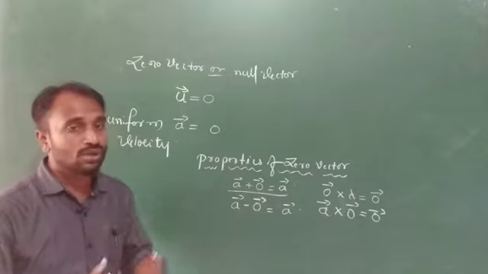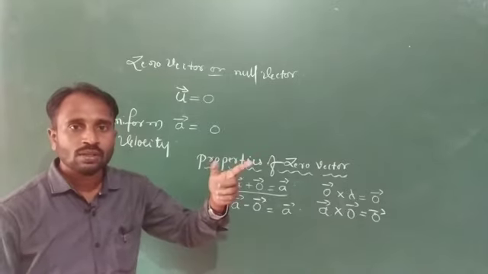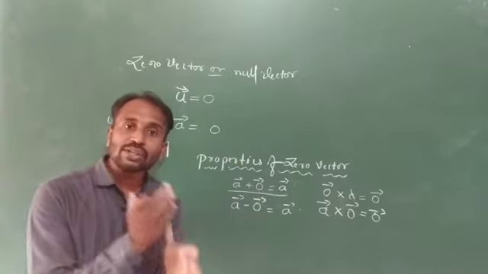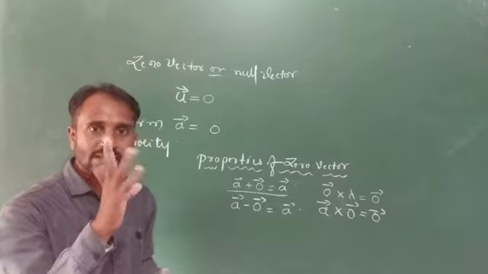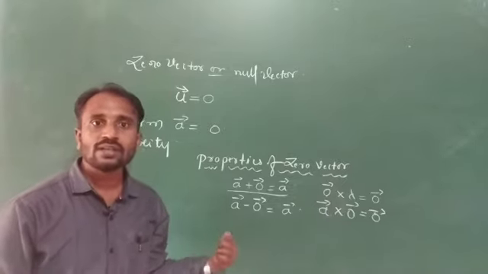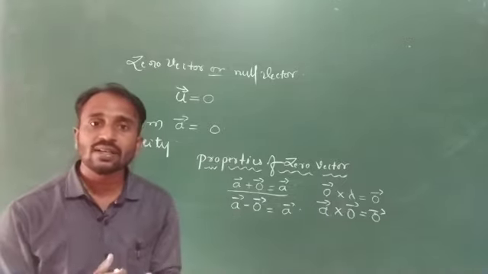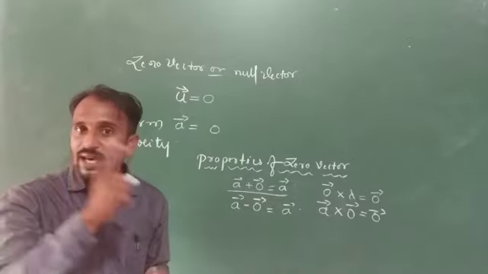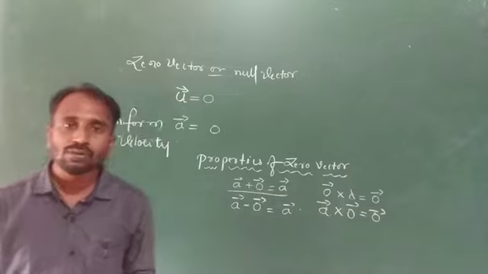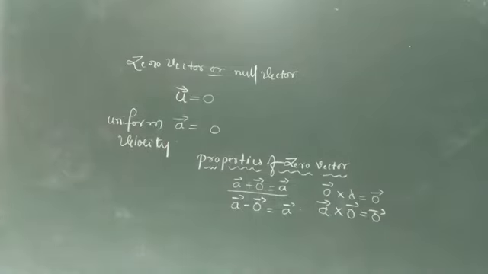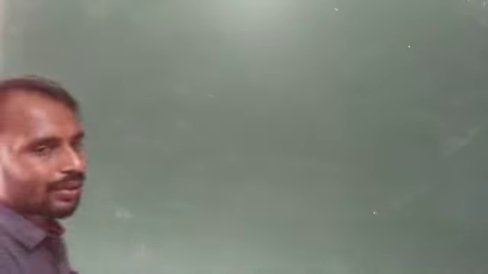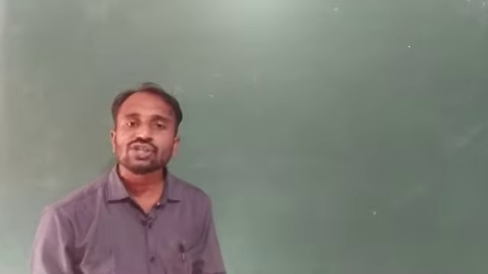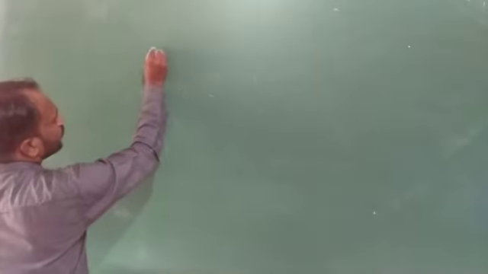Magnitude only is 0. But in a unit vector, the magnitude is 1. In the zero vector, the magnitude is 0, but it has a particular direction. And the next concept, multiplication of vectors.